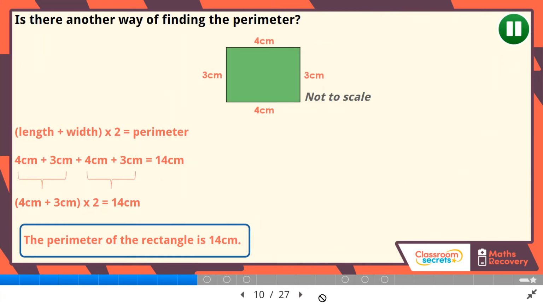As you can see here, when we calculate the perimeter of a rectangle, we add the length and the width together twice. We could make this method more efficient by adding the length to the width and then multiplying our answer by 2. 4 centimeters and 3 centimeters equals 7 centimeters. 7 centimeters multiplied by 2 equals 14 centimeters. The perimeter of the rectangle is 14 centimeters.